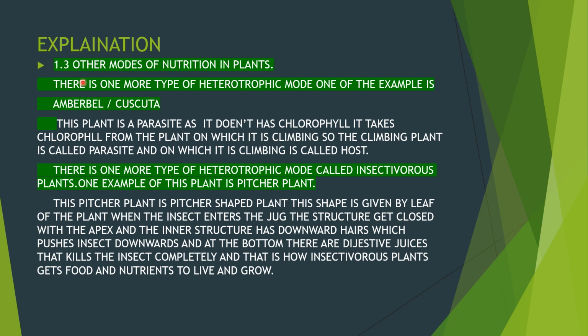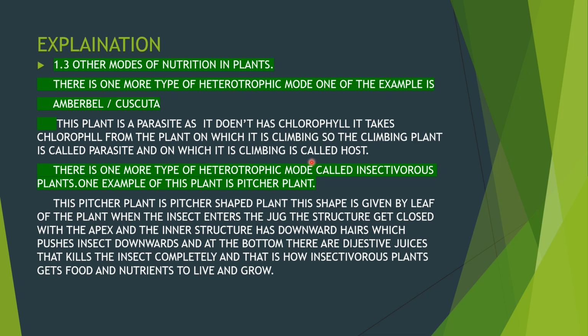Explanation: 1.3 Other modes of nutrition in plants. There is one more type, the heterotrophic mode. One example is amarbel or cuscuta. This plant is a parasite as it doesn't have chlorophyll. It takes nutrition from the plant on which it is climbing. The climbing plant is called the parasite, and the plant on which it is climbing is called the host.